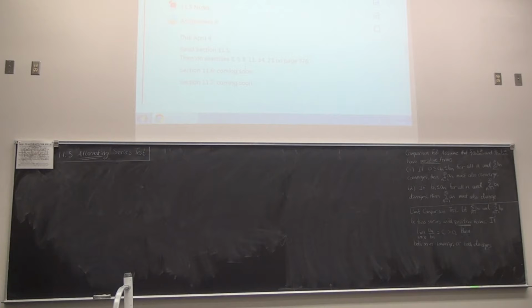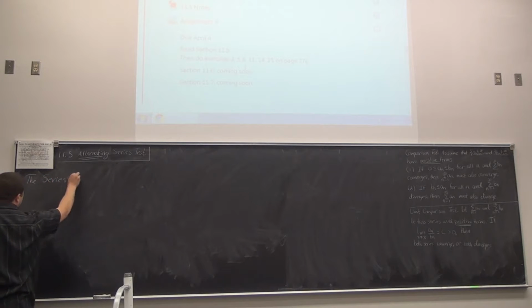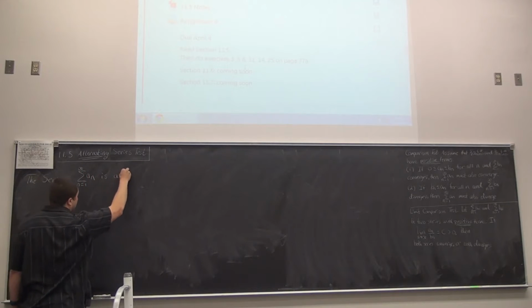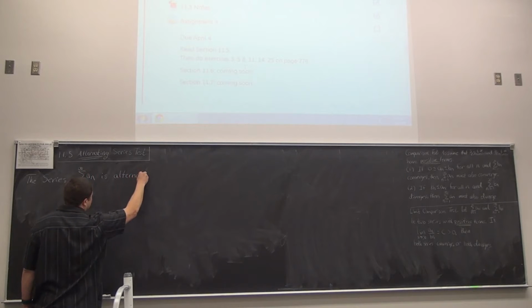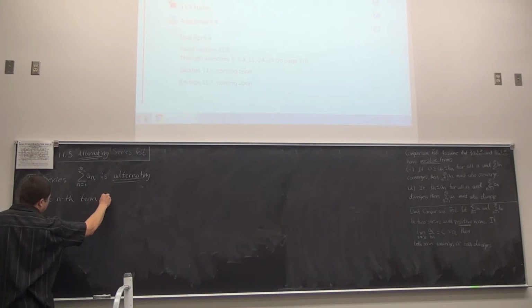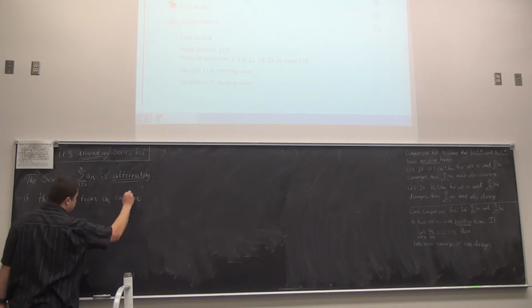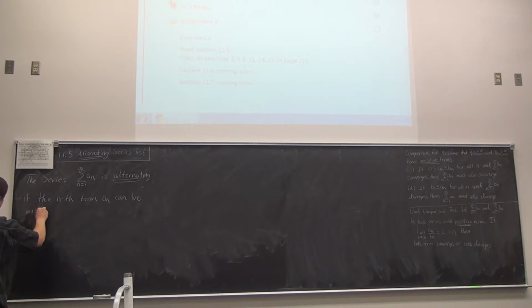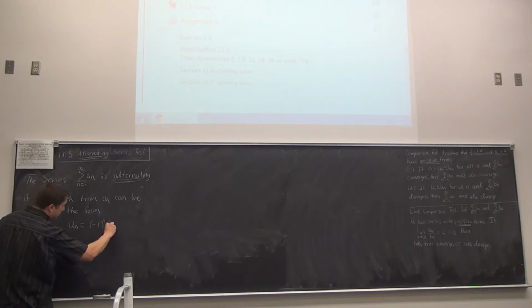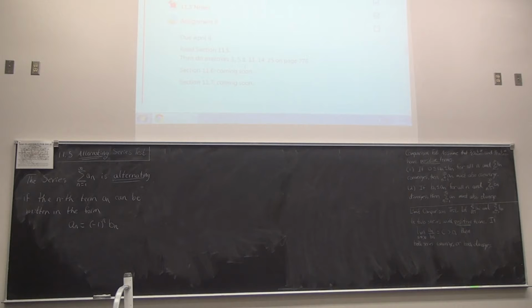So let's start by saying exactly what we mean by an alternating series. So we can say the series, summation as n goes from 1 to infinity of a sub n, is alternating, that's the thing we'd like to define, if the nth term, a sub n, can be written in the form a sub n is equal to -1 to the power of n times b sub n. So that's what we mean by alternating.